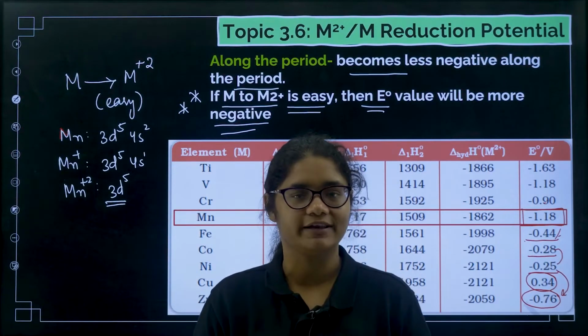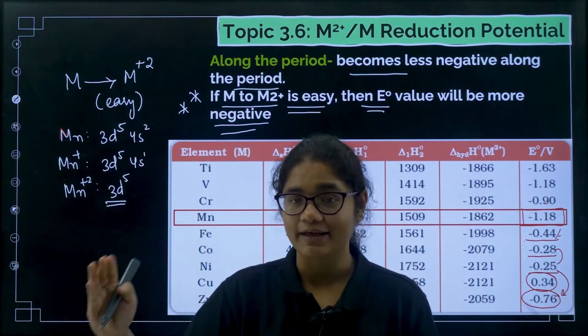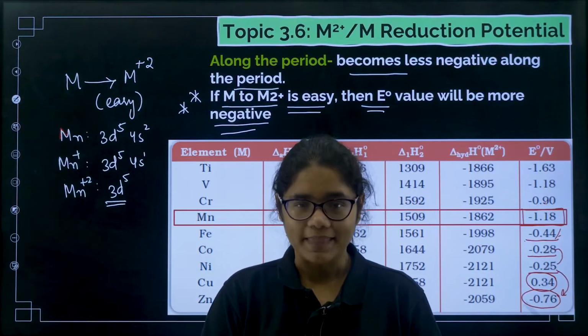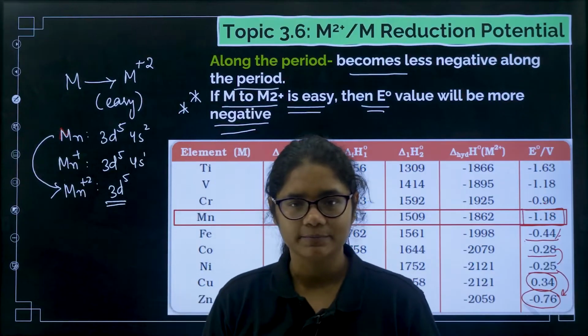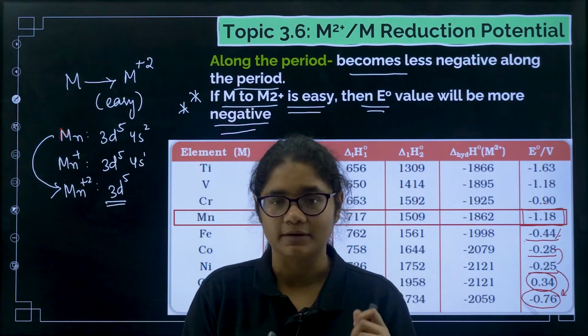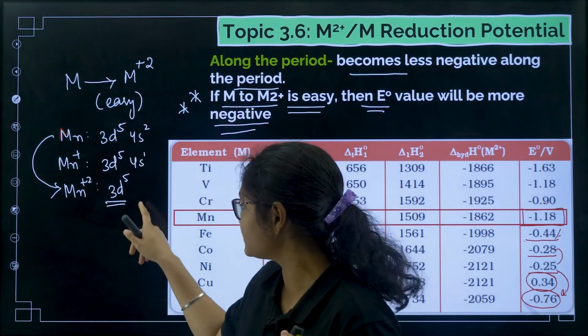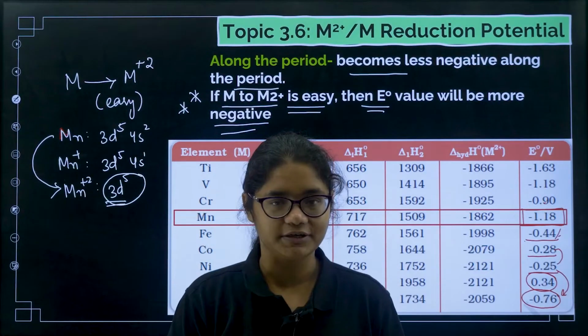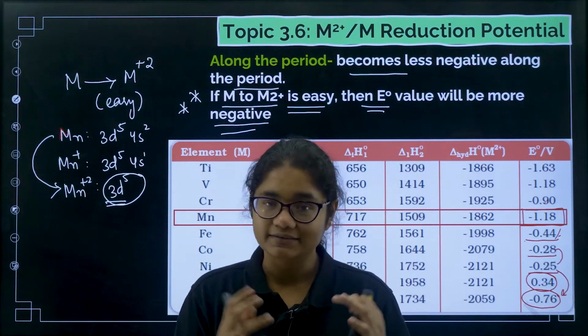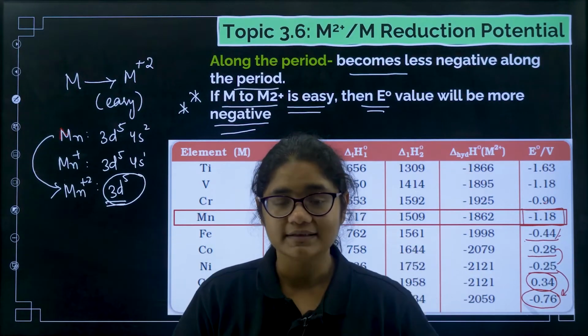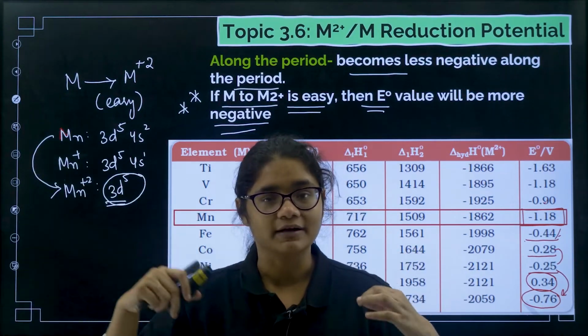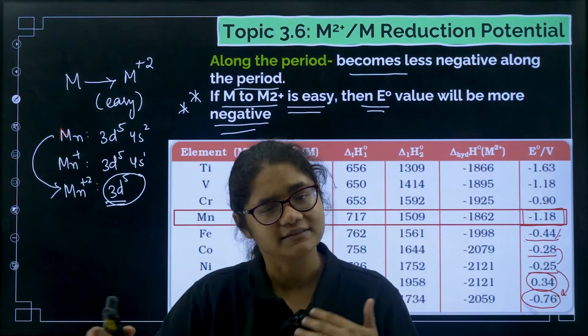Exactly half-filled configuration is a very stable configuration, so in this case the M to M2+ conversion is easy, right? Because manganese is not stable, but Mn2+ is very stable because of the half-filled configuration, right? So metal wants to get converted to M2+. M to M2+ is very easy.